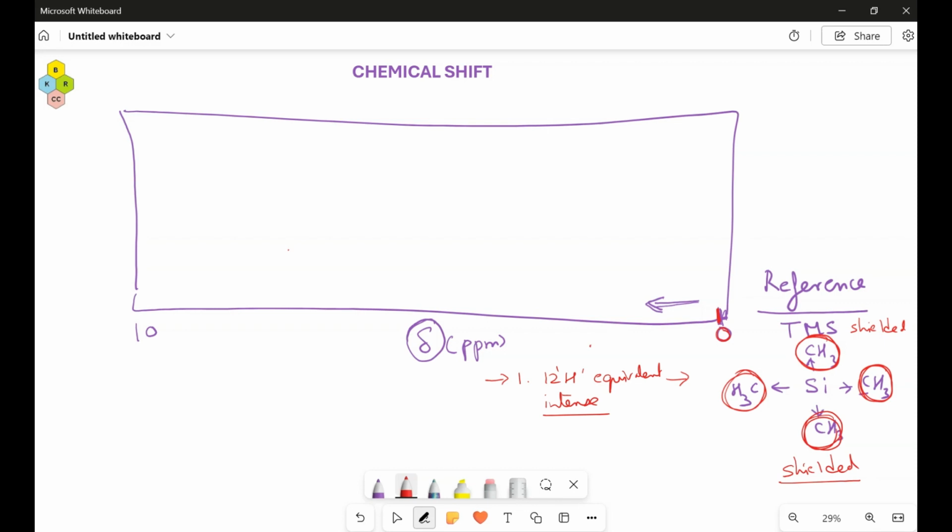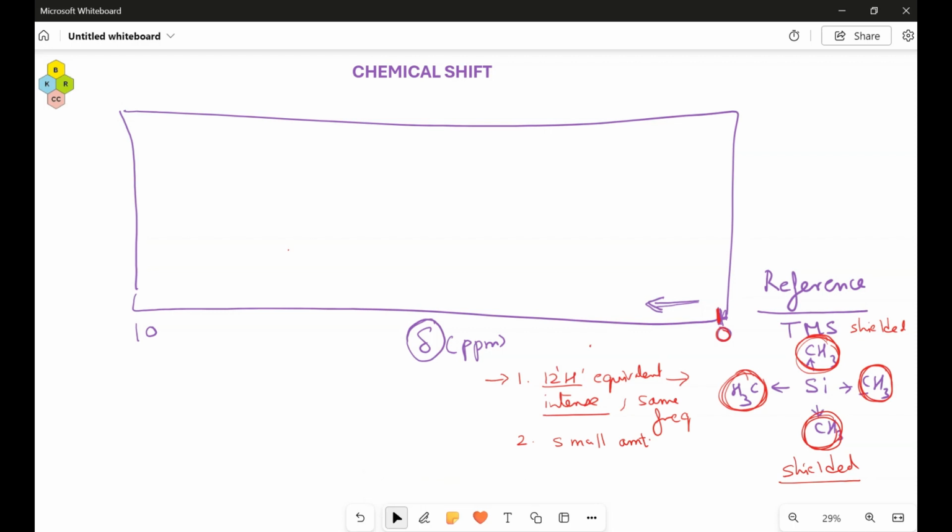Why is it an intense signal? Because you have 12 hydrogens. You have 4 methyl groups, so 4 times 3 is 12 hydrogens. All the 12 hydrogens resonate at the same frequency because they are chemically equivalent, and they give you a very sharp and strong signal. Because of this, I have the second advantage: I can use a small amount of TMS, which is more than sufficient since it gives a very intense signal.